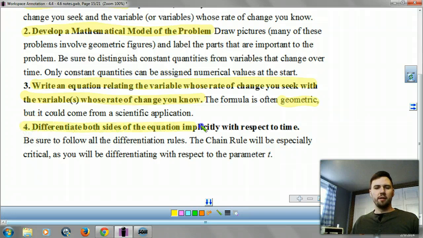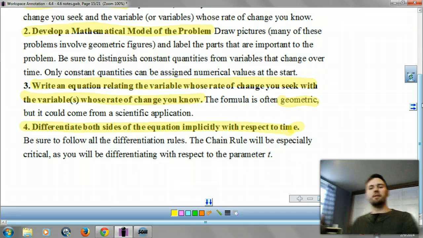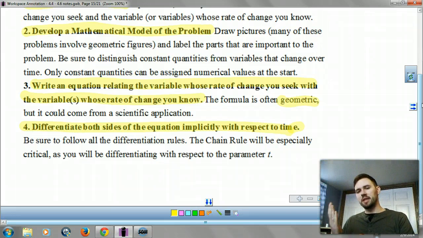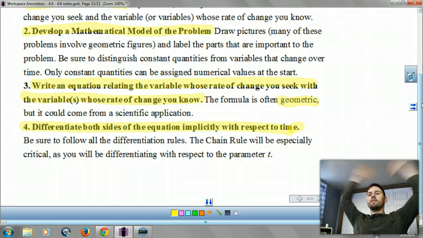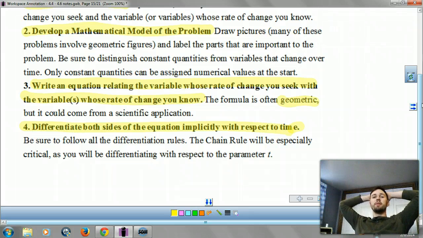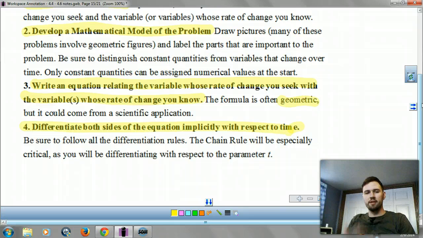And then we're going to differentiate both sides implicitly in terms of time, because time is something that we actually go through. This is going to be real stuff, not theoretical. These are things that we can find out and see what's going on. Make sure we use our chain rule. You guys are pros at implicit, so I'm not very worried about this.